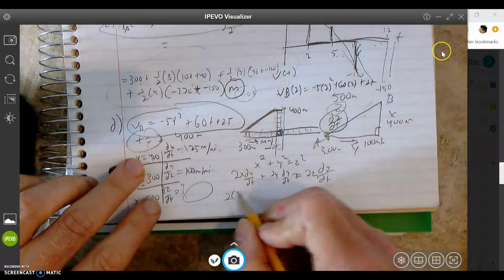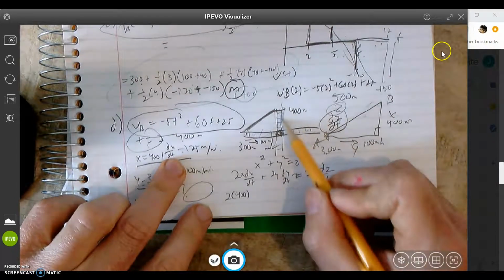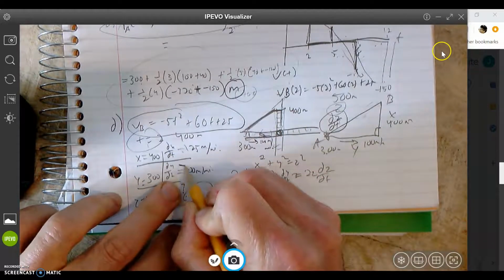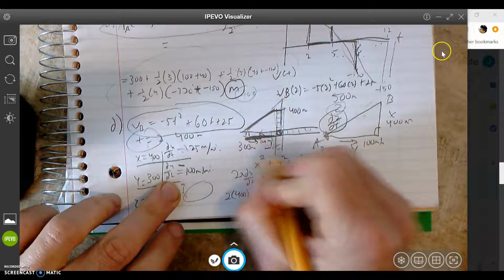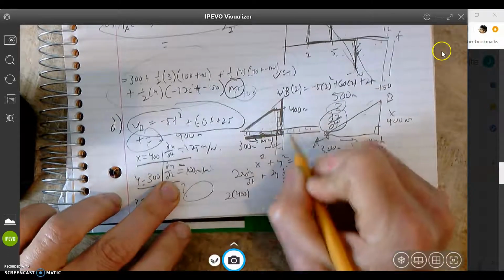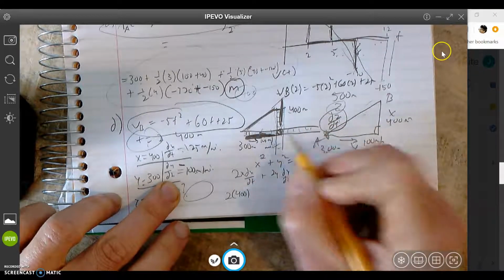So 2 times 4, and this is going this way. So if this is going this way, let's call this negative here, because this distance is getting less, right? And this distance is getting more. So I have to say this is negative and this is positive, because this distance here is getting less because the train is traveling east there.